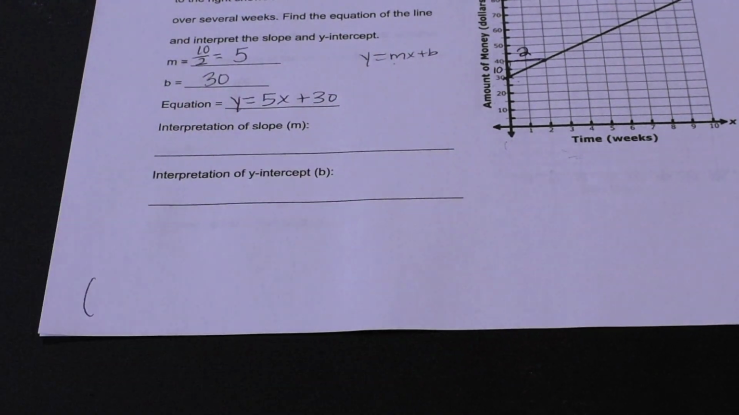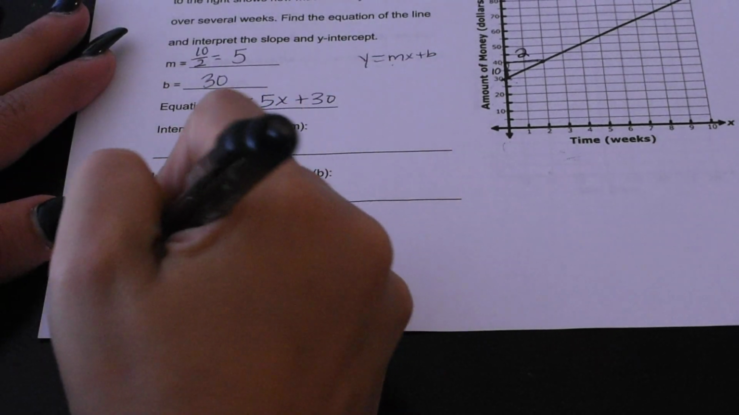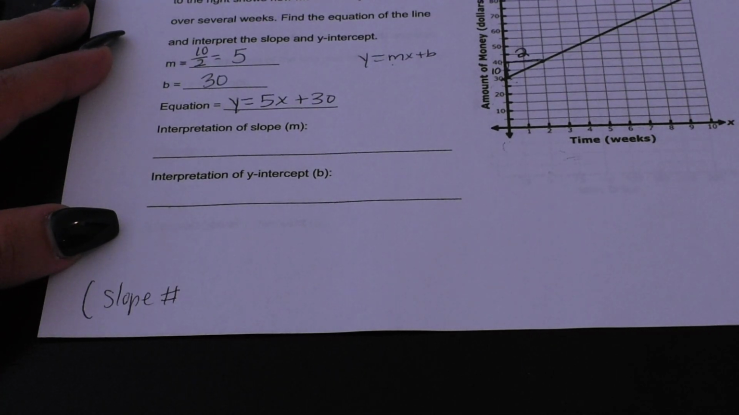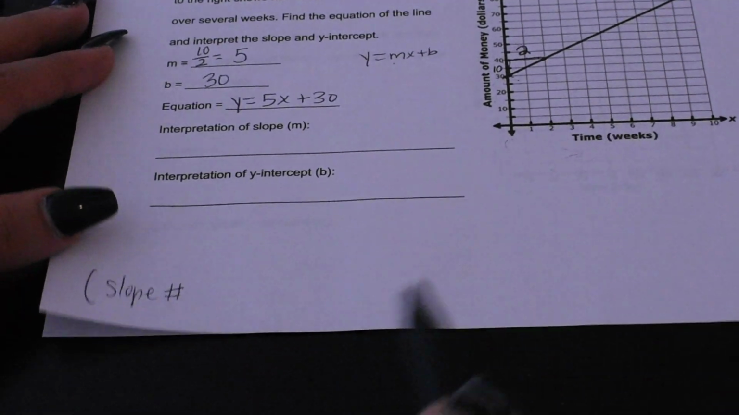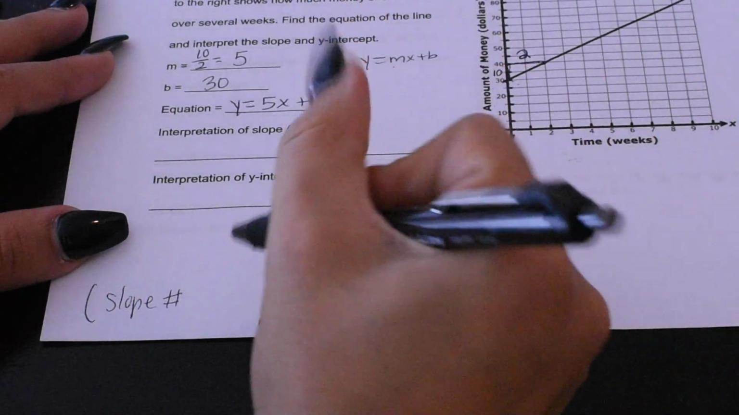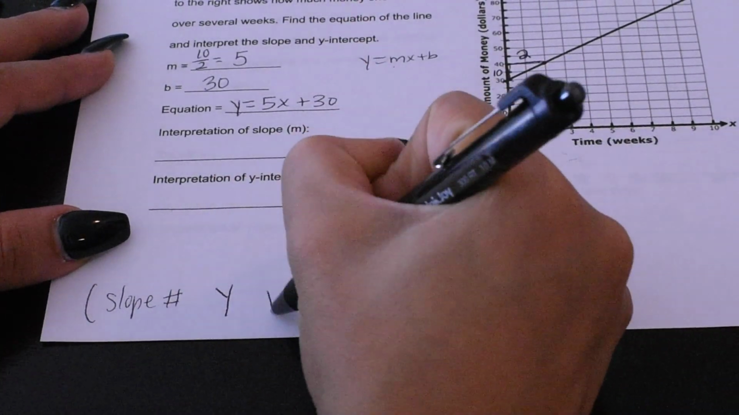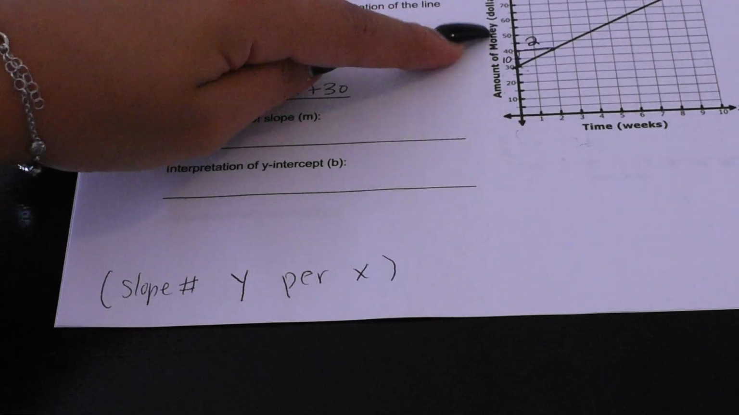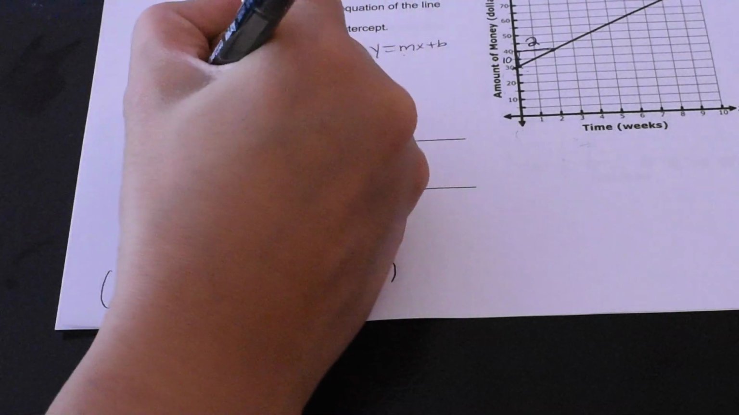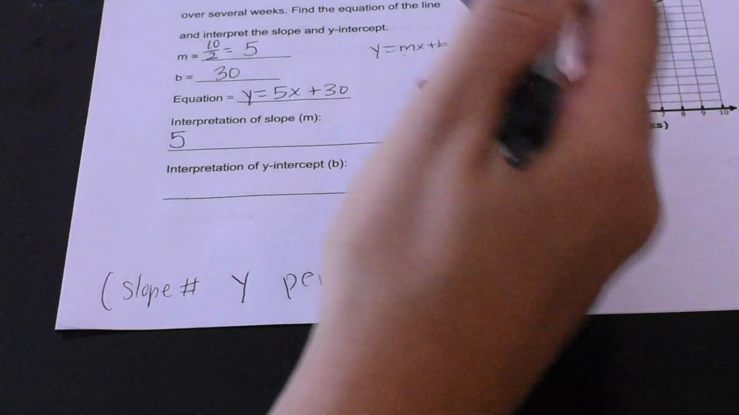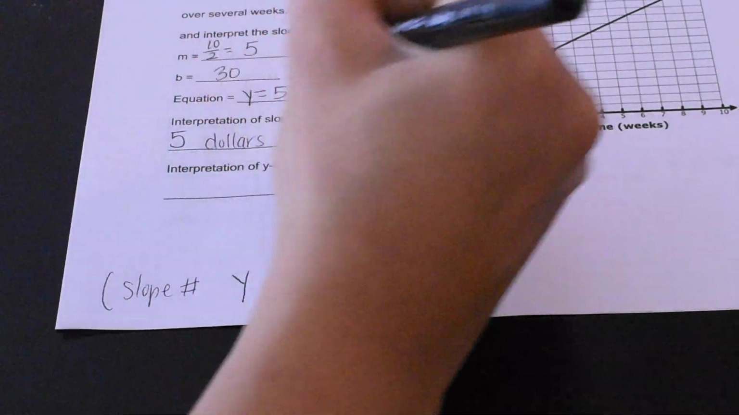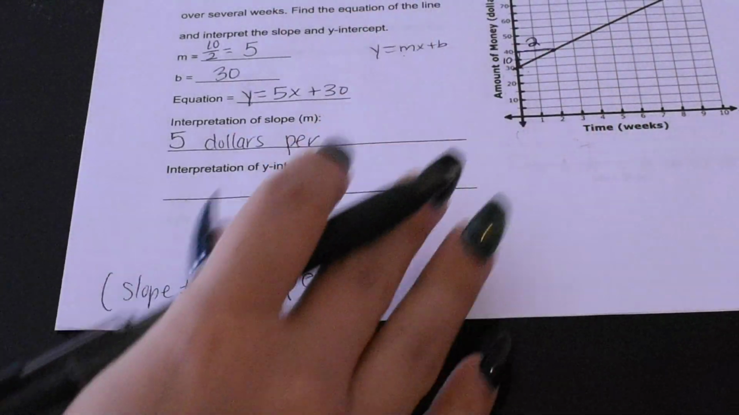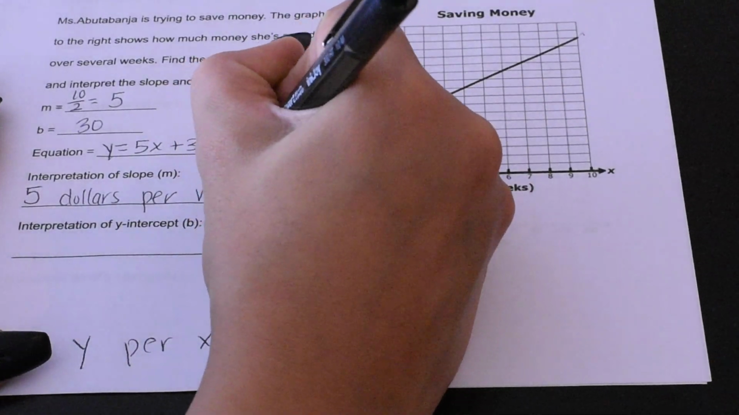The slope number you got is going to represent whatever your y is per whatever your x is. Y per x. So my y is money, right? So my slope is 5. So 5, my y is dollars, per, y'all see that? Per, and x is weeks. Dollars per week.